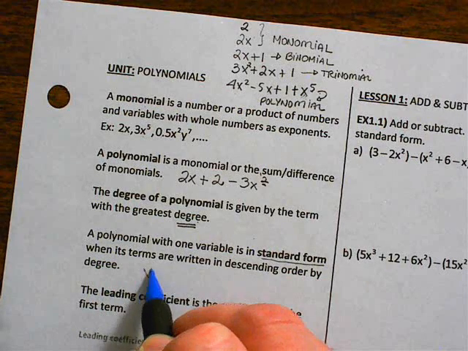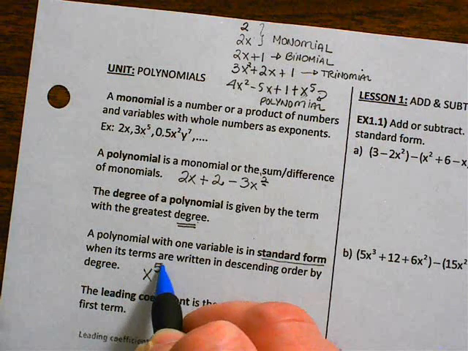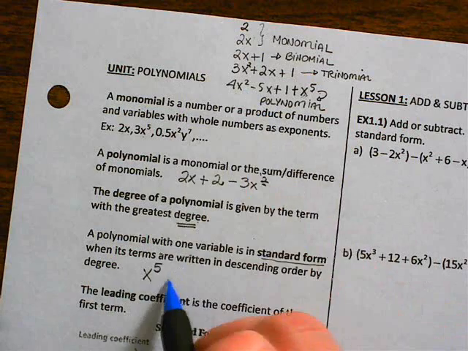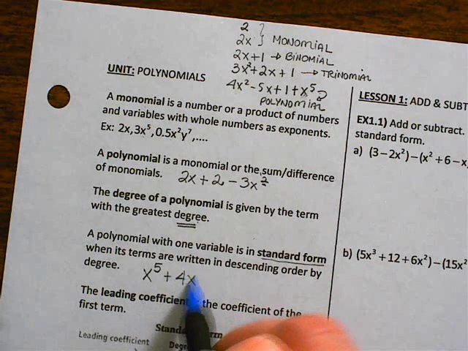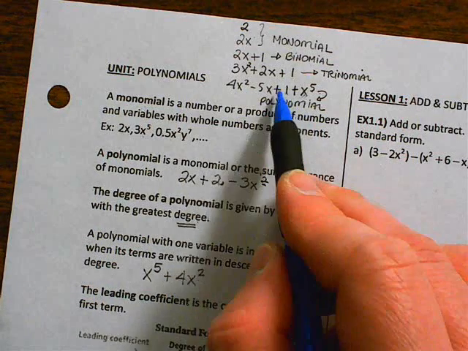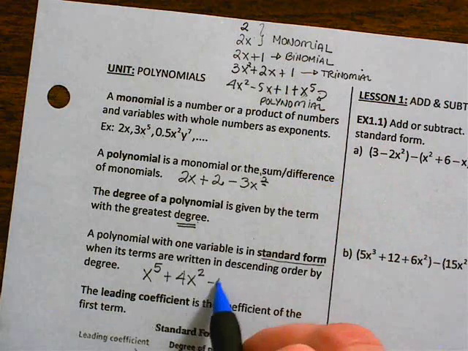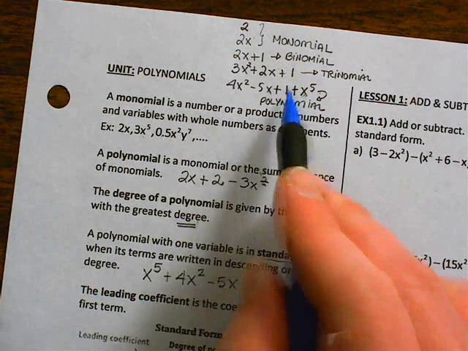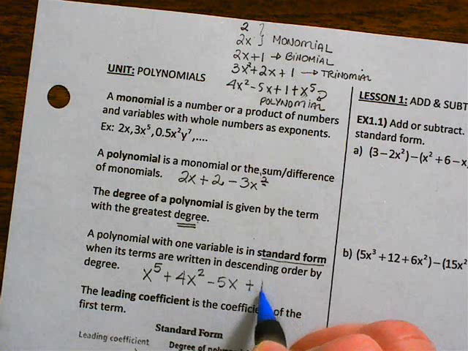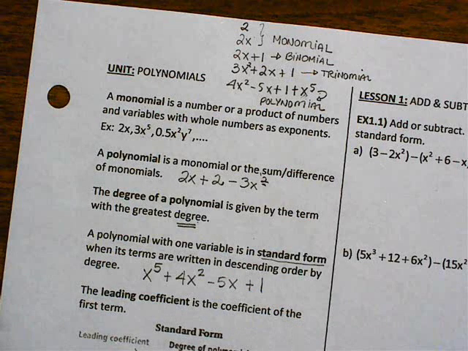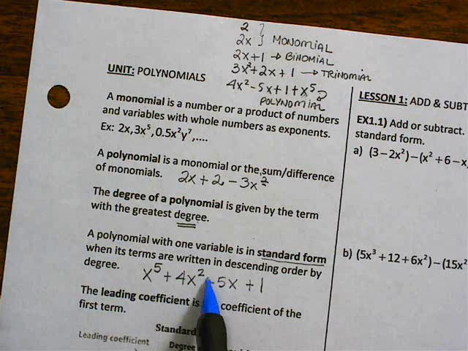So if I was going to rewrite this in standard form, I will start out with my biggest exponent, which is x to the 5th. Then my second biggest exponent would be 4x to the 2nd. Then it would be negative 5x, and I end with a number without x. Okay, so now this would be in standard form because it's going from the biggest down to the smallest exponent.